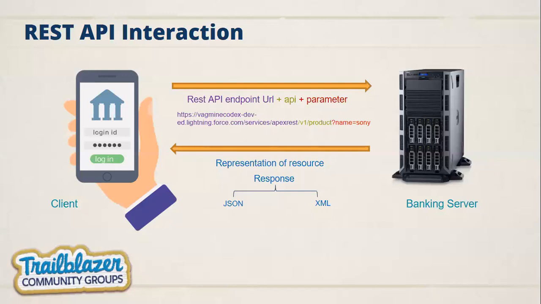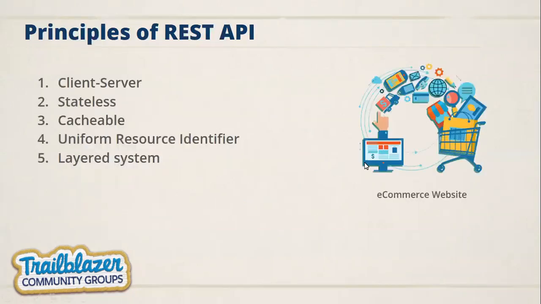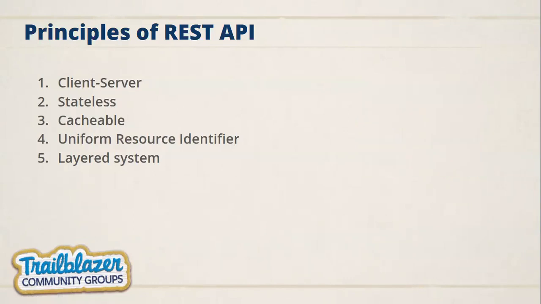So we understand what the REST API is. The main point is the endpoint, or REST point. The URL is the most important point for REST API integration. So what are the principles, or how can we connect to a REST API? These are 5 important principles for creating a REST API.